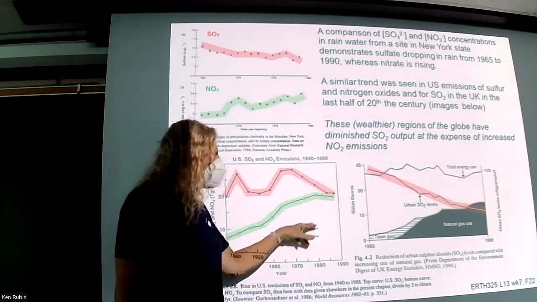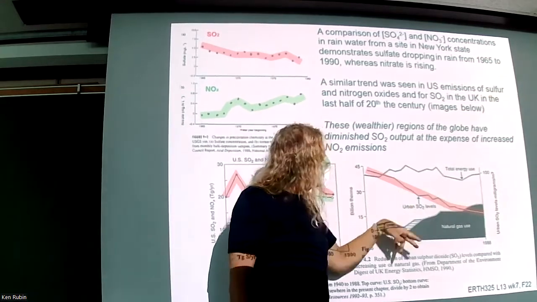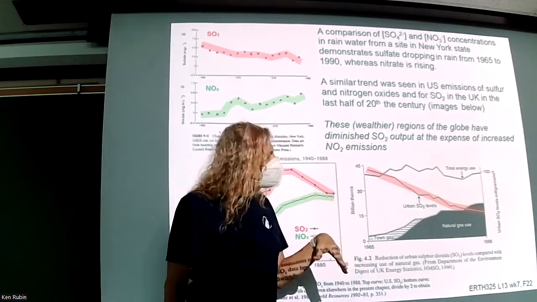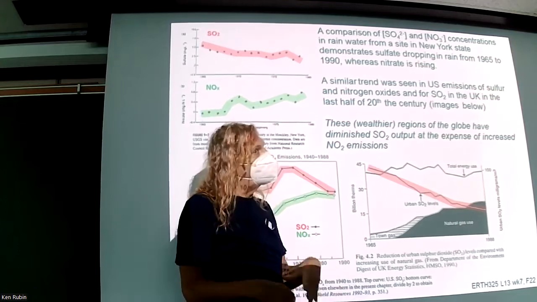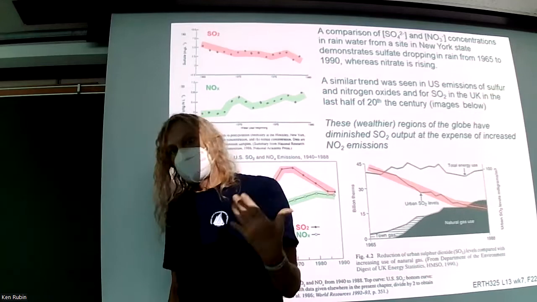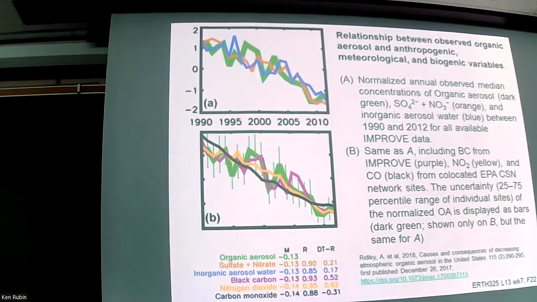And this is something similar from the UK. This is showing you urban levels of sulfur dioxide in the atmosphere. This is the total energy use. It hasn't really changed over this time period, but what did change is going from dirty sources of gas to natural gas, which doesn't have as much sulfur in it. And it also burns relatively cool, so it doesn't make a bunch of nitrogen.